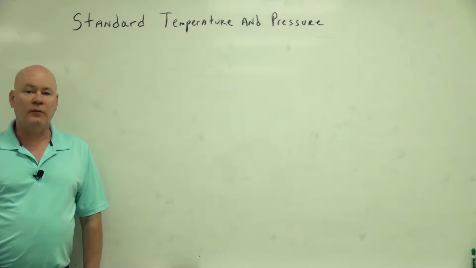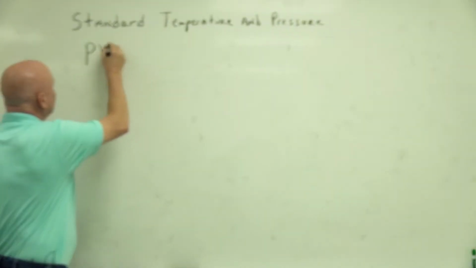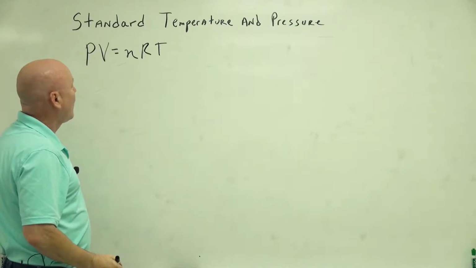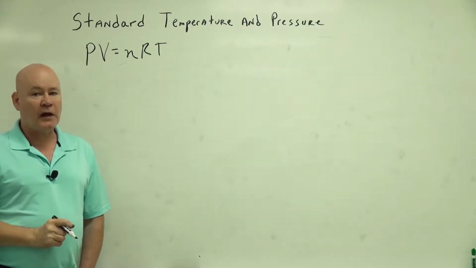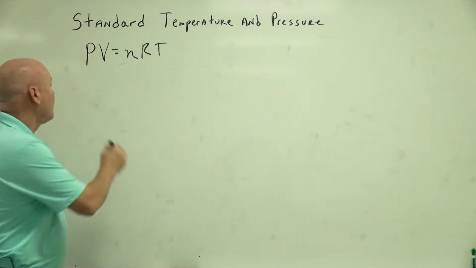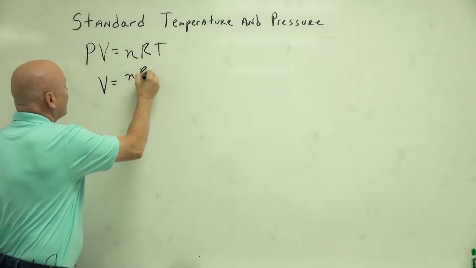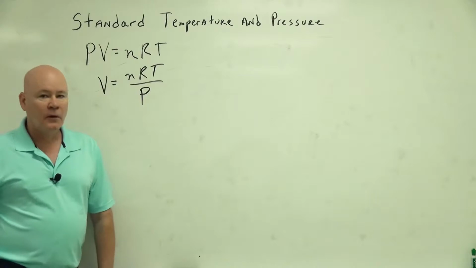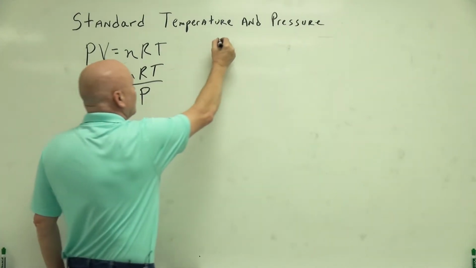Now, where does STP come from? Well, it comes from the ideal gas law, so I'm going to go ahead and put that down. PV equals nRT. I'm going to be looking for the volume, because at STP the volume of 1 mole of gas is 22.4 liters. So we're going to say volume is nRT over the pressure. Okay, so I have my gas law rearranged. So what are the values at STP?